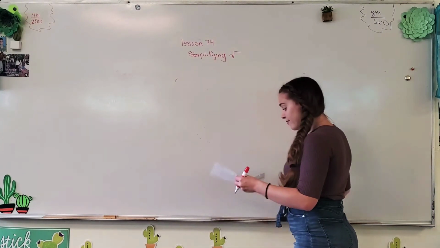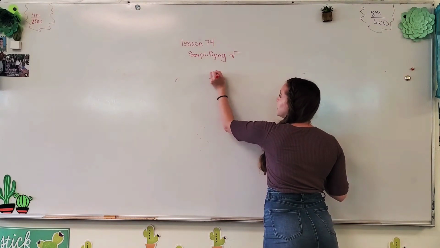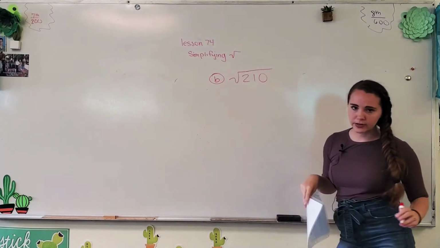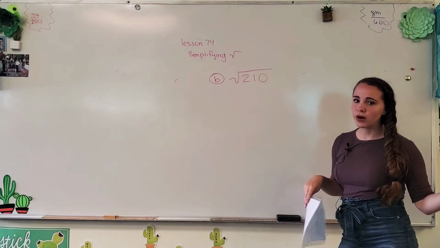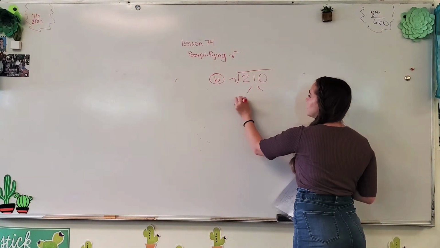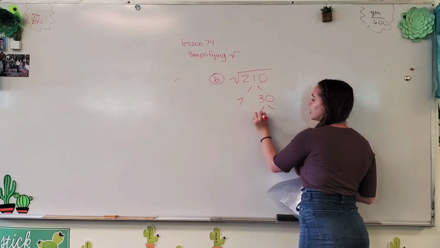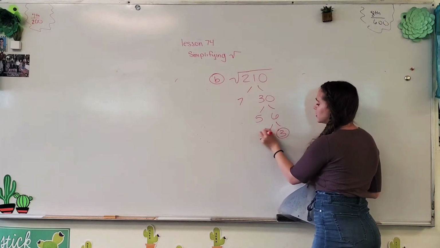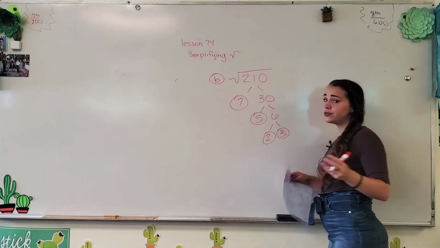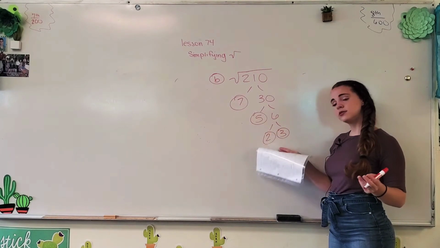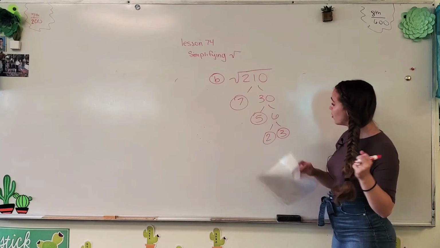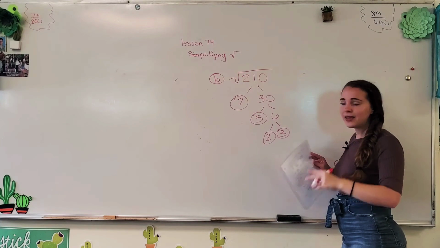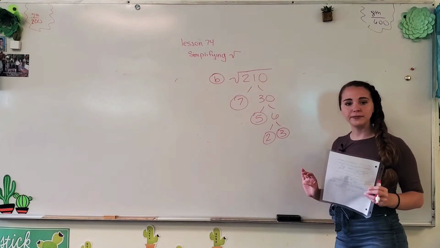We also have letter B, the square root of 210. You do not need a calculator to figure this out. 7 times 3 is 21, so 7 times 30 is 210. Which brings us to 5 and 6, which brings us to 2 and 3. Do you see any pairs in this one? No, we don't. So we just leave it as is. No pairs, no simplification. We're done with this. It's just the square root of 210.